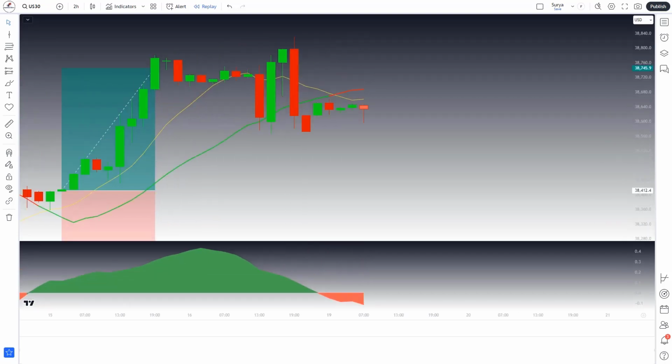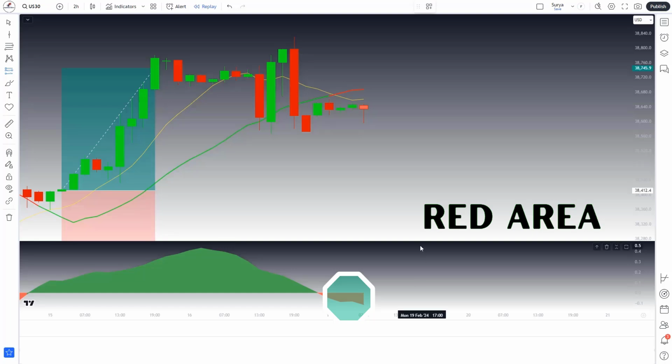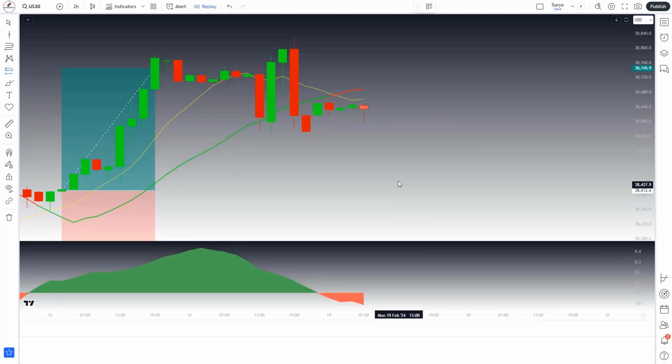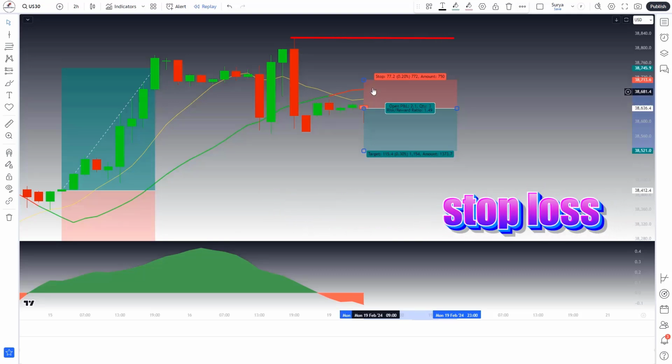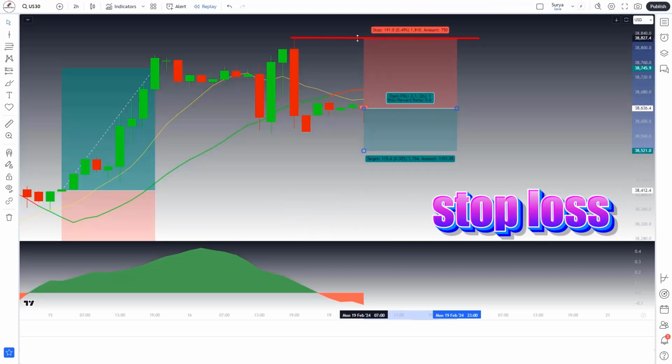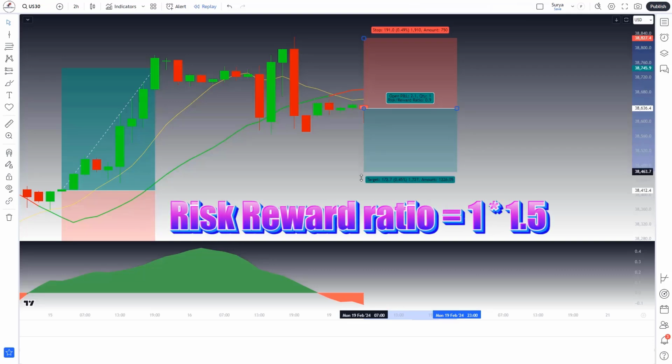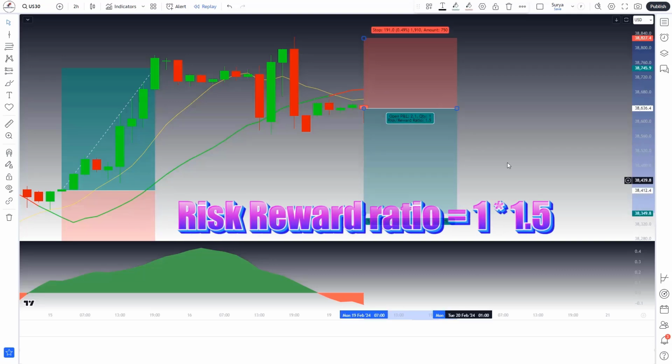When both the lines of the Setup 123 Scalper Indicator cross each other, and the plot line becomes red, and the market forms a bearish candle, and when the Elliott Wave Oscillator indicator forms the red area, if this condition is met, we will take a sell order. Our stop loss is to be placed at the previous high of the market, and the risk to reward ratio will be 1 to 1.5.